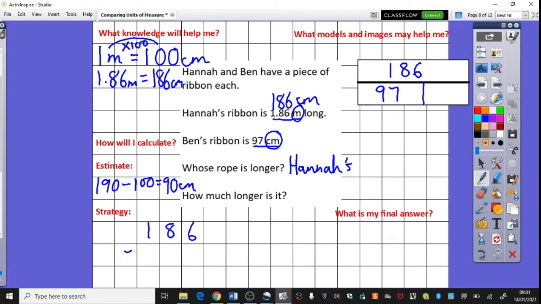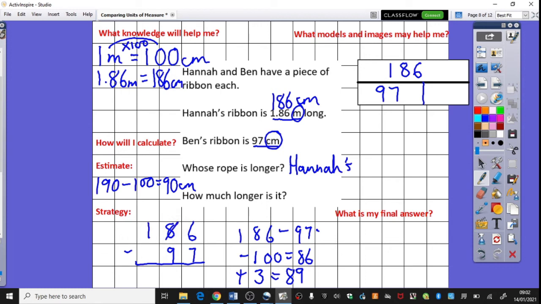186 minus 97. Now I'm going to show this two ways. Some of you might do a column. Some of you might say, okay, I've got 186 minus 97. You might decide you're going to minus 100, which equals 86. And because I've taken away 3 too many, that rounding and adjusting method, your answer is 89. So let's just double check that one, shall we?